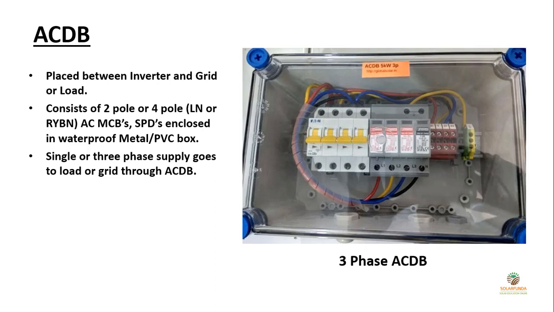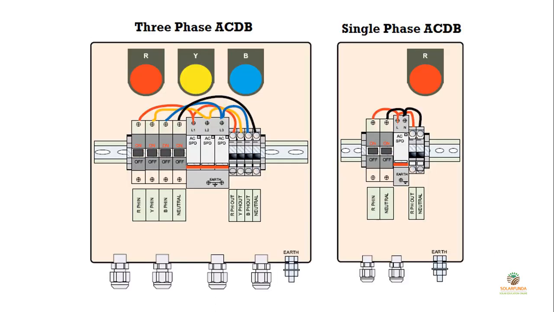In this image, you can find three phase AC-DB. These are three phase and single phase AC-DBs. So you can see RYB indicator light at the top of AC-DB. In three phase AC-DB, you can see RYB and neutral input going to the input of MCB. These inputs are also going to SPDs and you are getting output from the right hand side connector. You can trace the wire having color code red, yellow, blue and black.